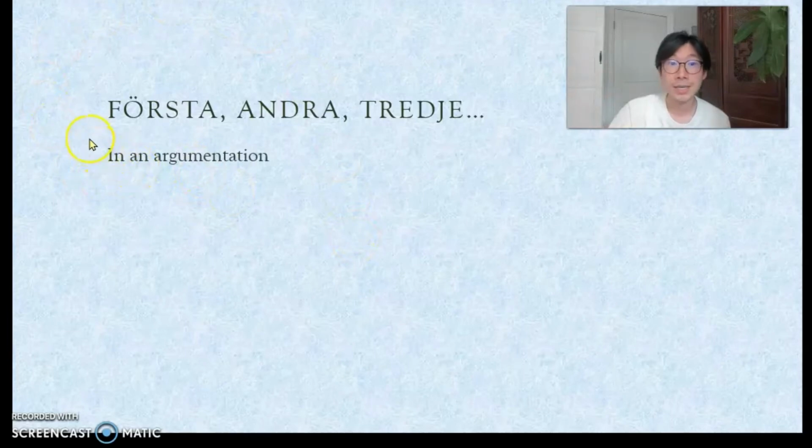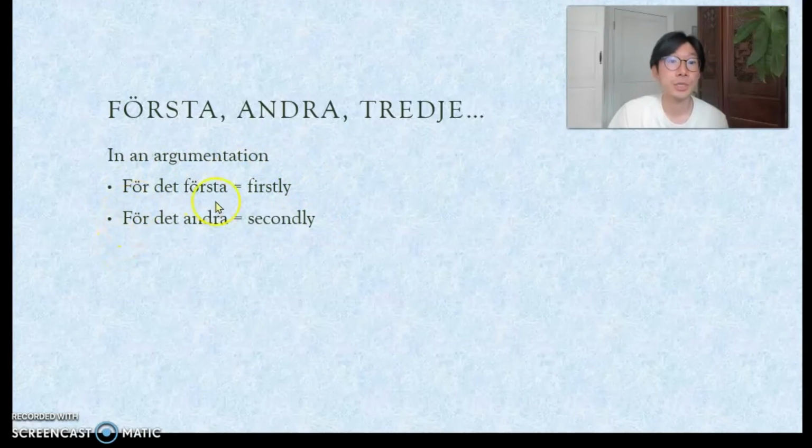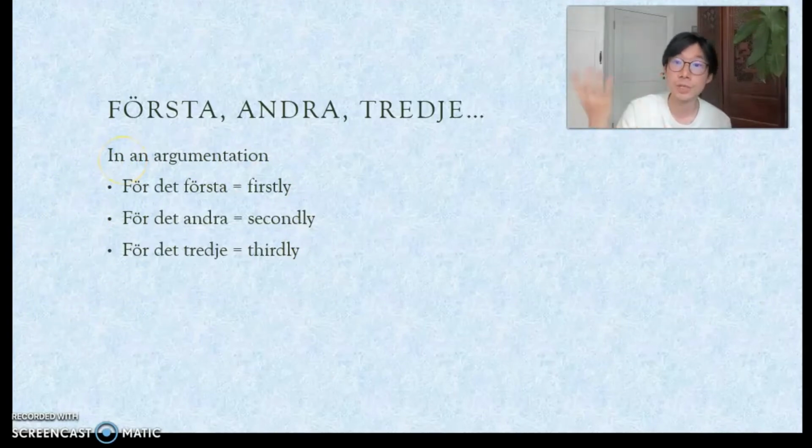Så i en argumentation, in an argumentation, you would say in Swedish, för det första, which is equivalent to firstly, för det andra, secondly, för det tredje, thirdly. Please do notice that you cannot take för det away. You need to have them when you argue. För det första, för det andra, för det tredje.